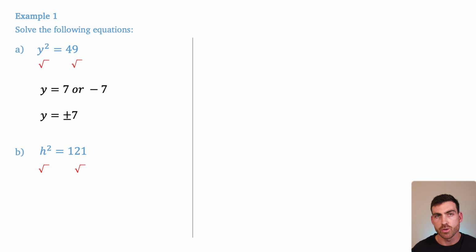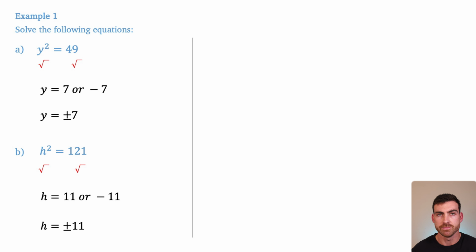So we take the square root to both sides. Completing the left-hand side, the square root and the square cancel each other out, so we're left with just h. On the right-hand side, the square root of 121 equals 11, giving us a final answer of h equaling positive or negative 11.